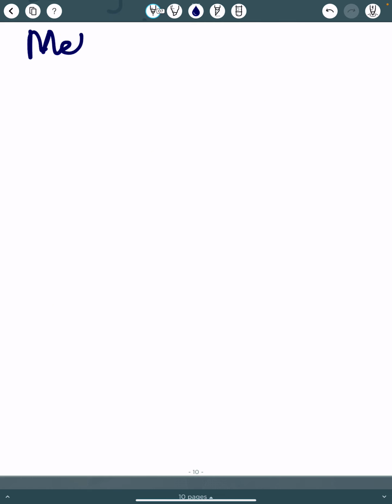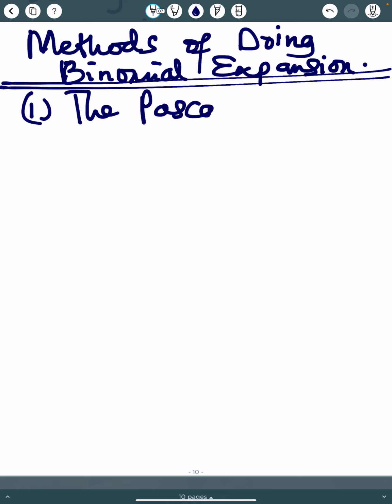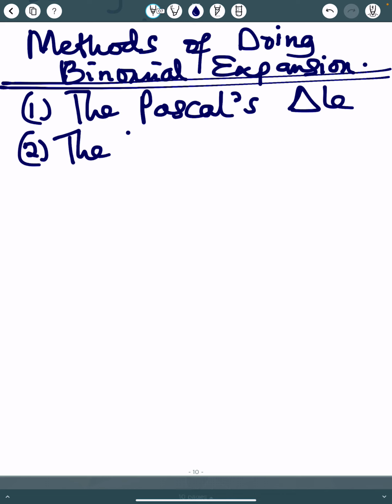There are two methods of doing binomial expansion. There are two methods we use in carrying out binomial expansion. One, the Pascal's triangle. We use this Pascal's triangle. And two, the binomial expansion theorem.